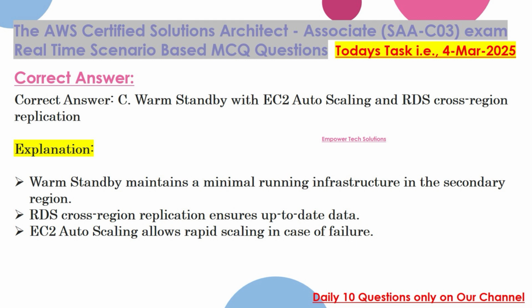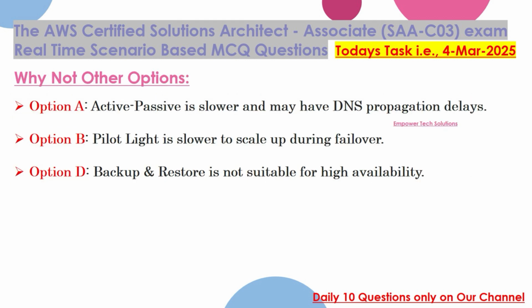Explanation: Warm Standby maintains a minimal running infrastructure in the secondary region. RDS cross-region replication ensures up-to-date data. EC2 Auto Scaling allows rapid scaling in case of failure. Why not other options?